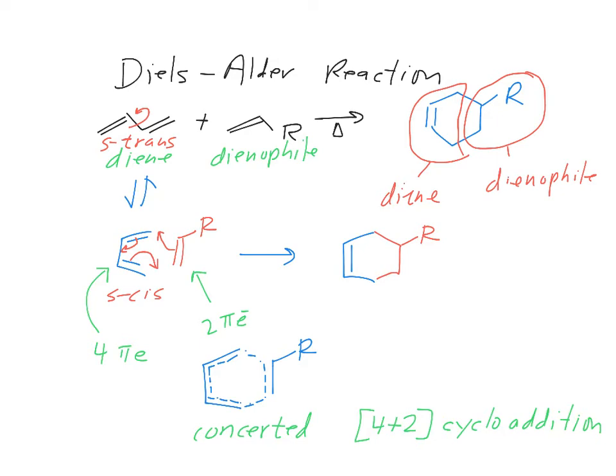So the one thing here is that the s-cis conformation is required. All right, so if we had a diene that for some reason couldn't equilibrate to the s-cis, like it was in a ring or there was some kind of tether holding it in an s-trans, then it would not be able to react in the Diels-Alder.